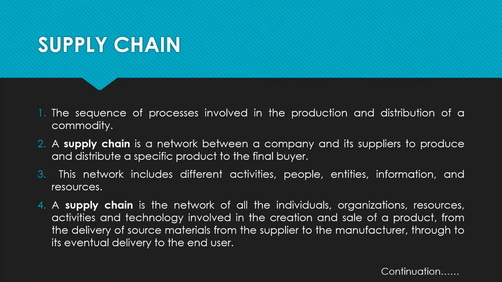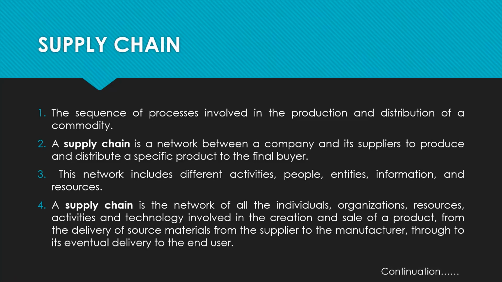That is, first you have to plan, next you have to do the strategy, then you have to collect or arrange the manpower, and so on. There are several processes. So this sequence of processes which you use in the production and distribution of a commodity is actually the supply chain. Secondly, supply chain acts as a network or mediator between the company and its supplier, to produce or to distribute specific products to the final buyer. That is also called a supply chain.